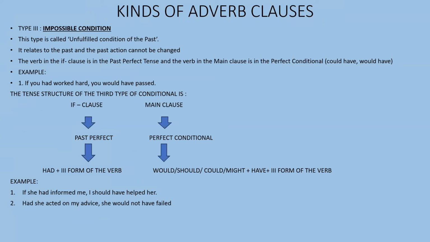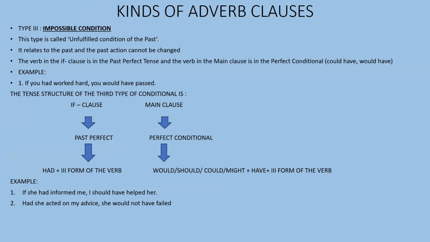Let's look into the third one, that is an impossible condition or hyperbole. This type is called the unfulfilled condition of the past. It relates to the past and the past action cannot be changed. The verb in the if clause is in the past perfect tense and the verb in the main clause is in the perfect conditional. If you had worked hard, you would have passed.